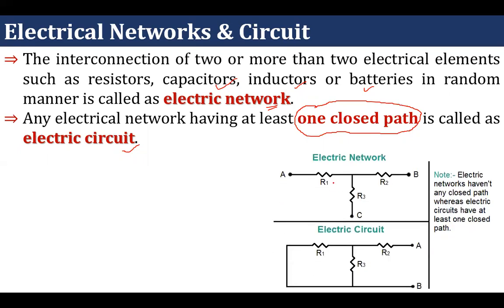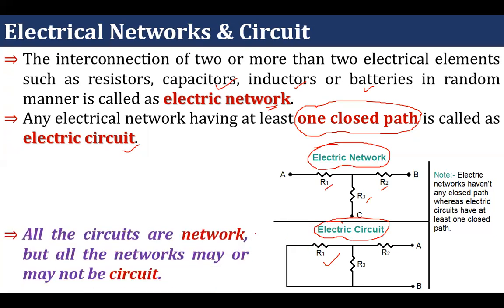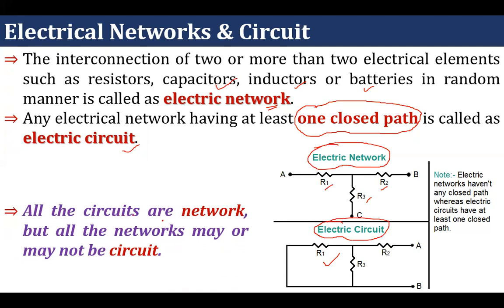It is very clear from this picture. Here we have three resistances connected in this manner, so it is forming an electric network. It is not forming a circuit. But here we have R1, R3, which is forming a closed path, and so this is an electric circuit, although it is a network also. That's why we can easily say that all circuits are networks, but all networks may or may not be circuits.